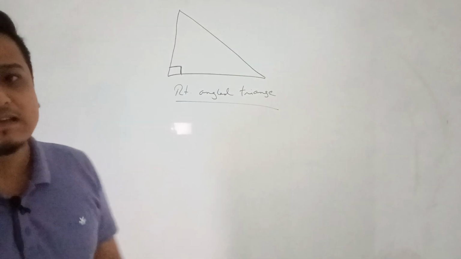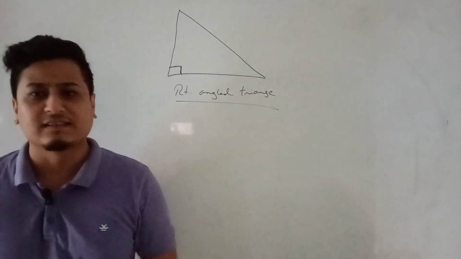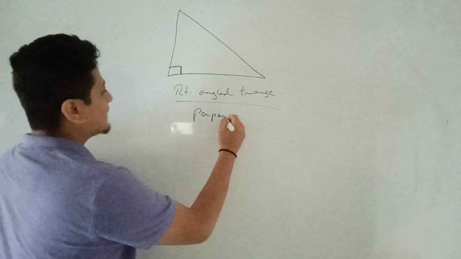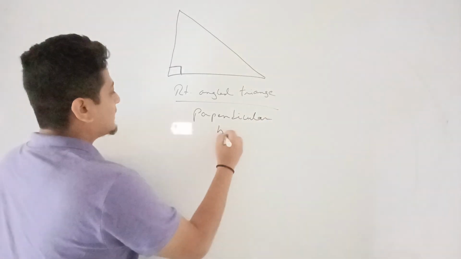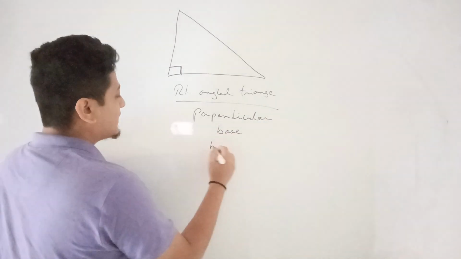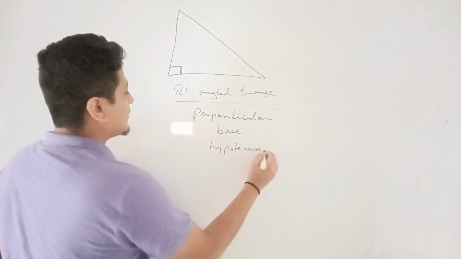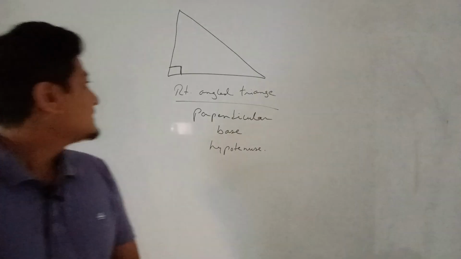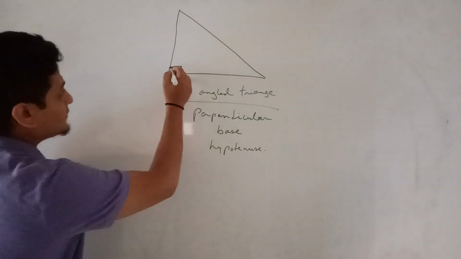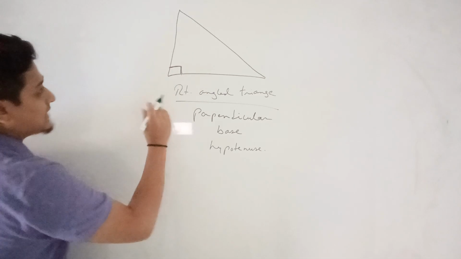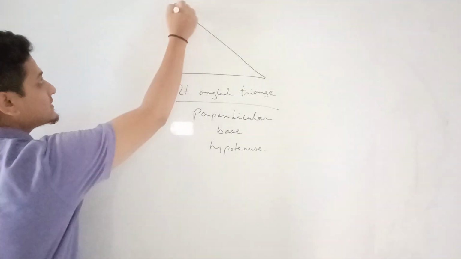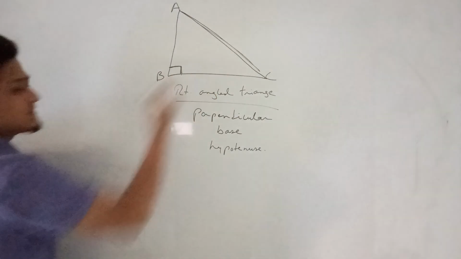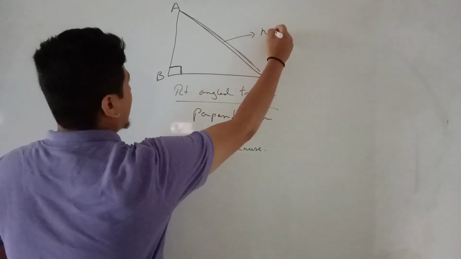Now you see, in a right angle triangle you will find three sides. One side will be known as the perpendicular, one side will be known as the base, and the other one will be known as the hypotenuse. So how are you going to know which side is termed as what? The side which is directly opposite to the right angle, if this is the right angle triangle ABC, this side AC is directly opposite to this right angle. So this is known as the hypotenuse.